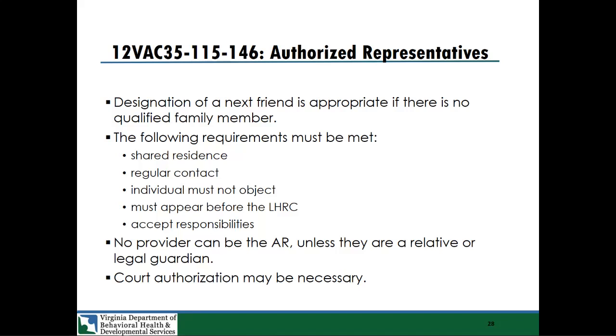If none of the people we've discussed are available or willing to serve as an authorized representative, the provider must make attempts to identify a suitable person to act as AR. If there are no persons qualified or willing to serve as the individual's AR, the provider may petition the courts to authorize treatment.